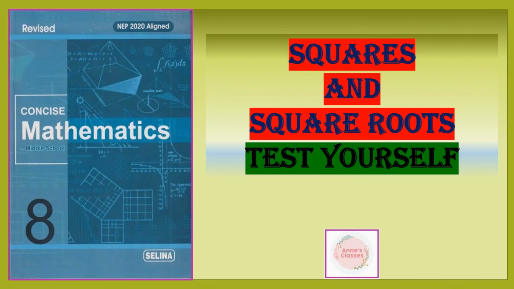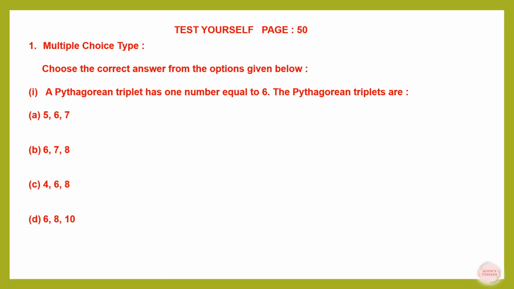Let's do squares and square roots, test yourself. This is found on page number 50. The multiple choice type. Choose the correct answer from the options given below. First one, a Pythagorean triplet has one number equal to 6.